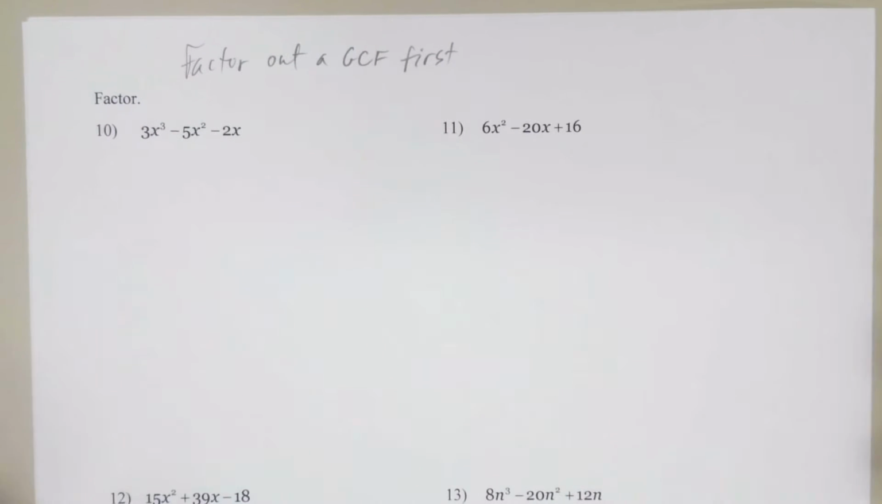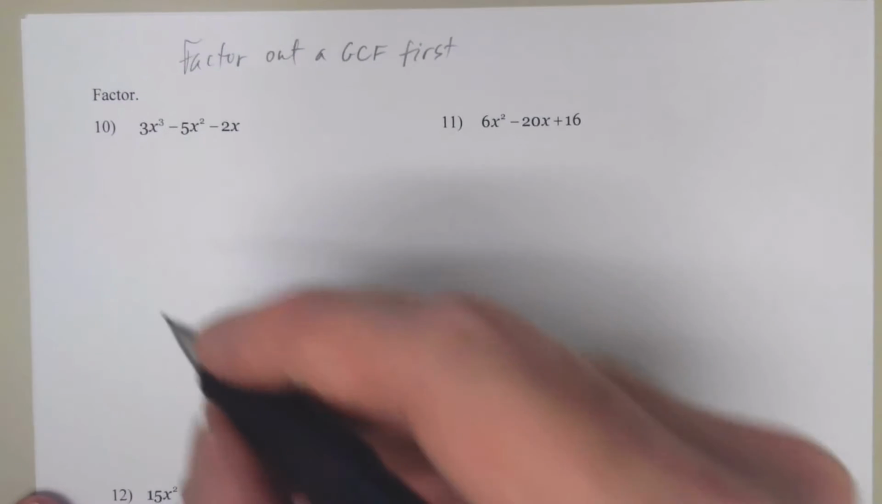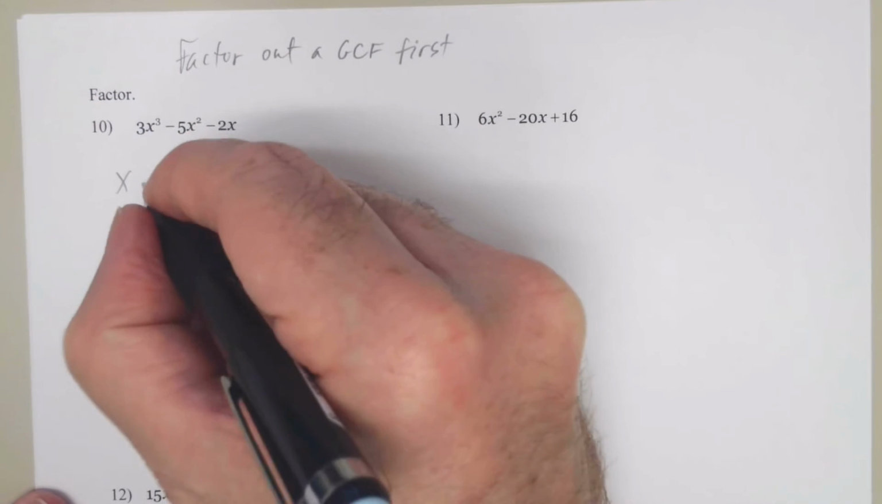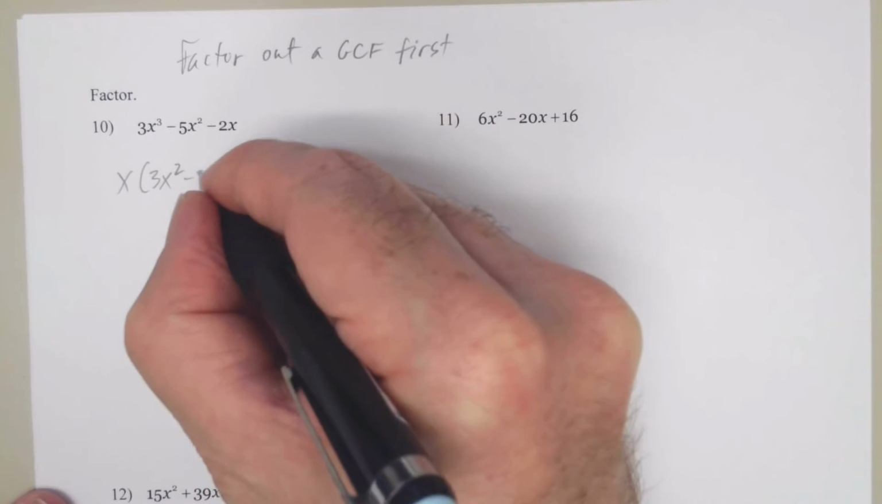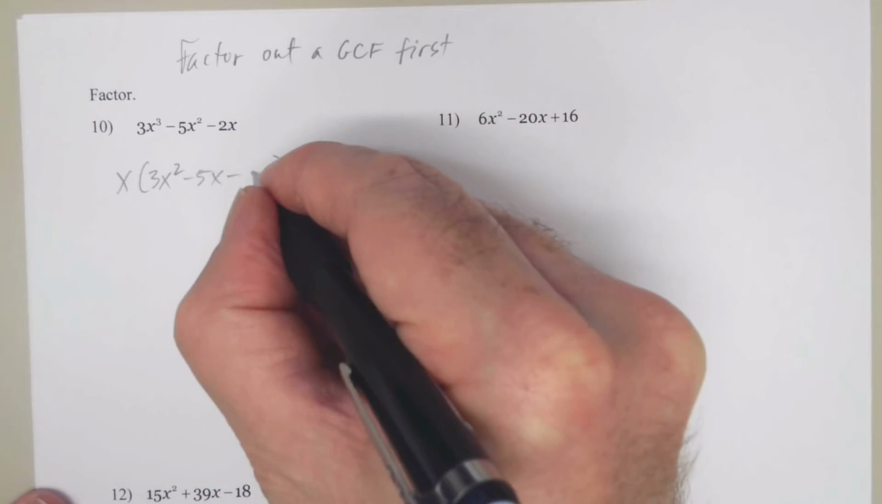Now it's possible to factor these without factoring out the GCF first, but it tends to make things more difficult, and often students forget to factor out the GCF at the end. So in general, we always would say factor out a GCF first if possible. So here I can factor out an x. It'll be x times 3x squared minus 5x minus 2.